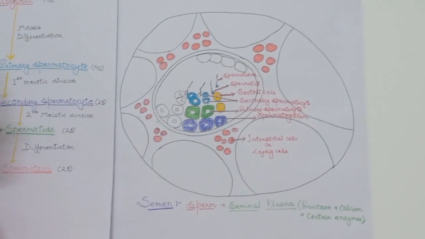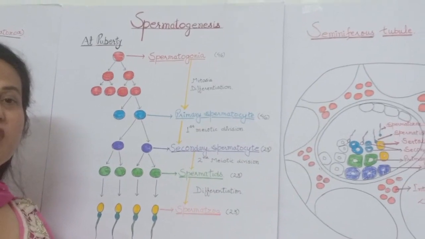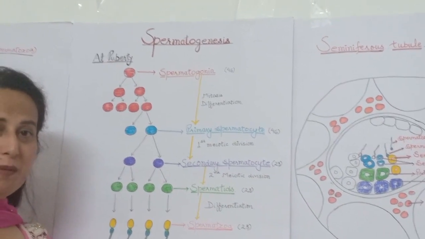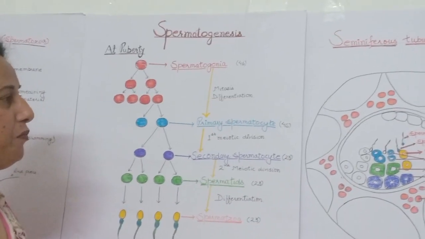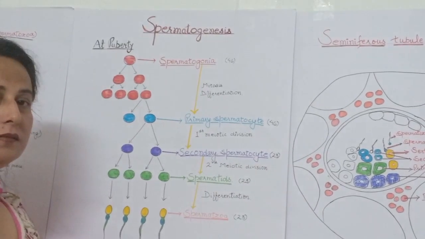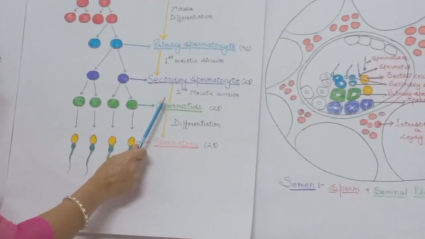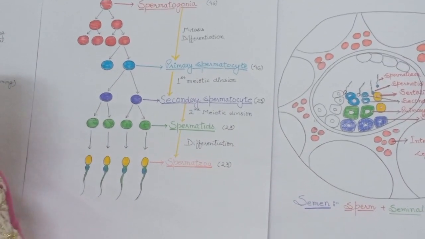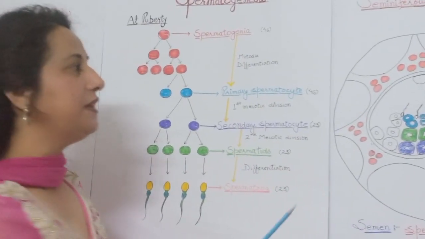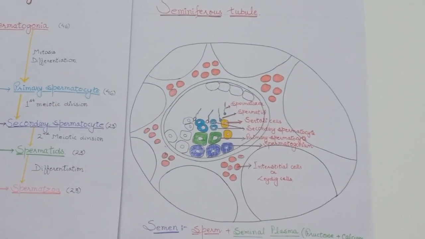Now, there are three terms. These three terms are spermatogenesis, spermiogenesis and spermiation. Spermatogenesis means the formation of the male gamete, that is spermatozoa, from the spermatogonia. The second term is spermiogenesis. Spermiogenesis is the transformation of spermatids into spermatozoa. The third important term is spermiation. Spermiation is the release of spermatozoa from the seminiferous tubules.